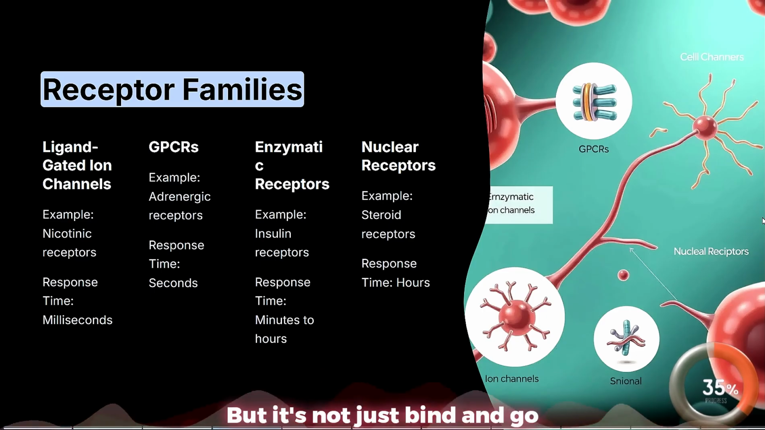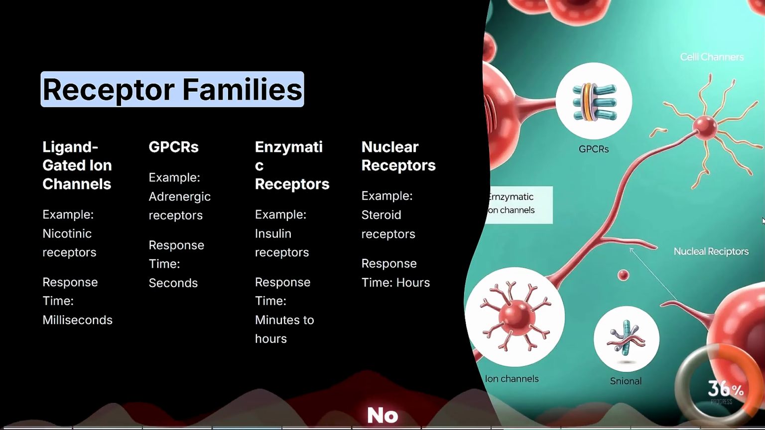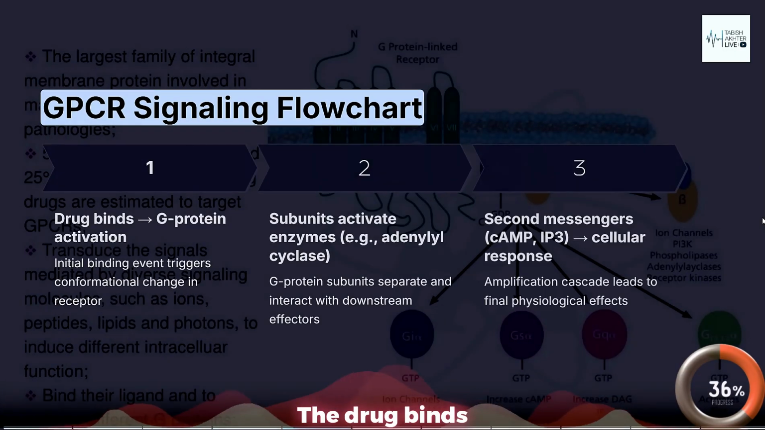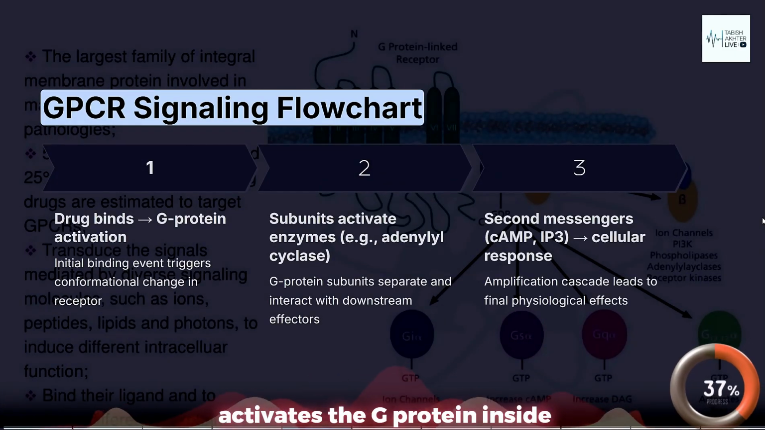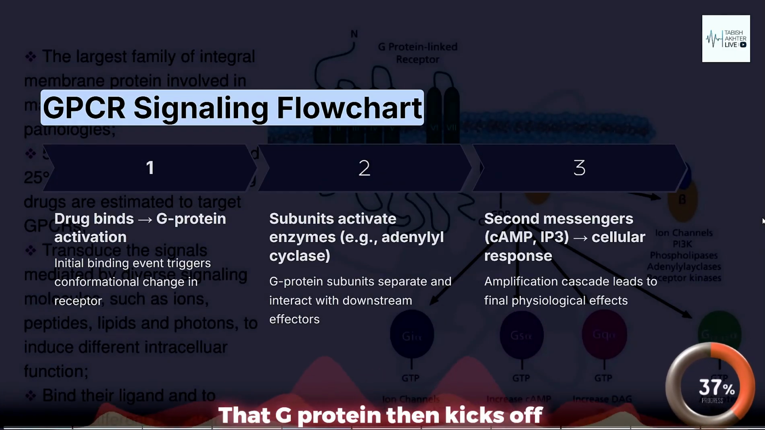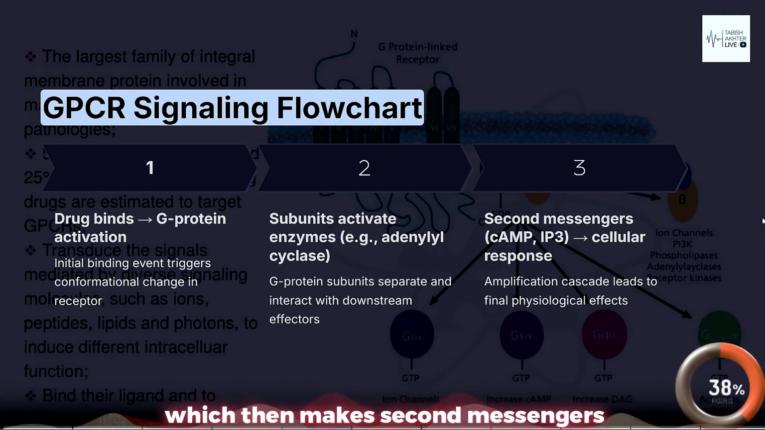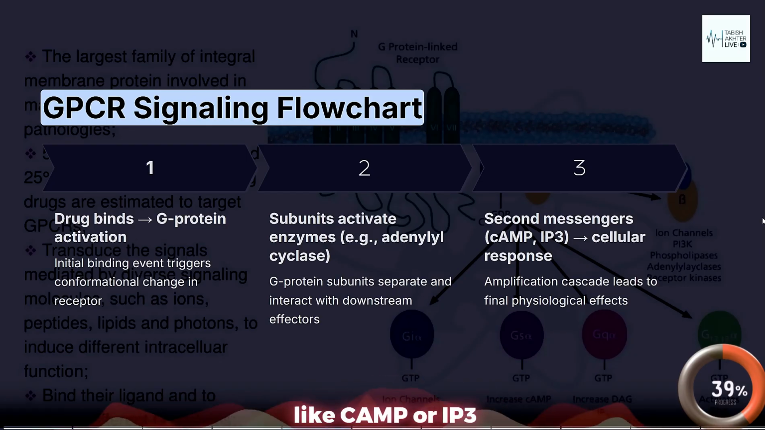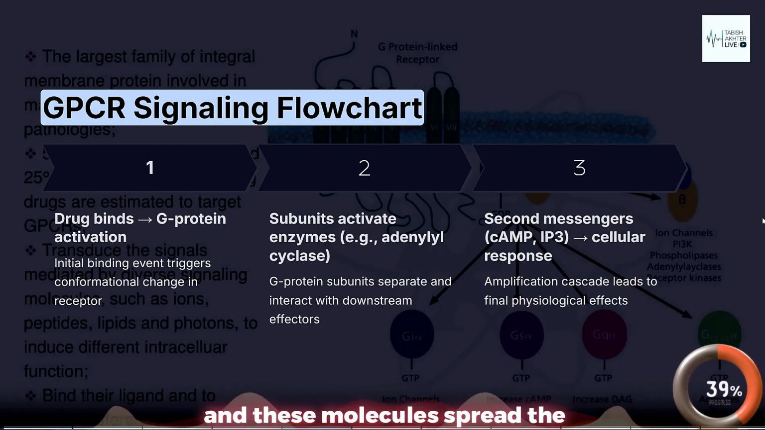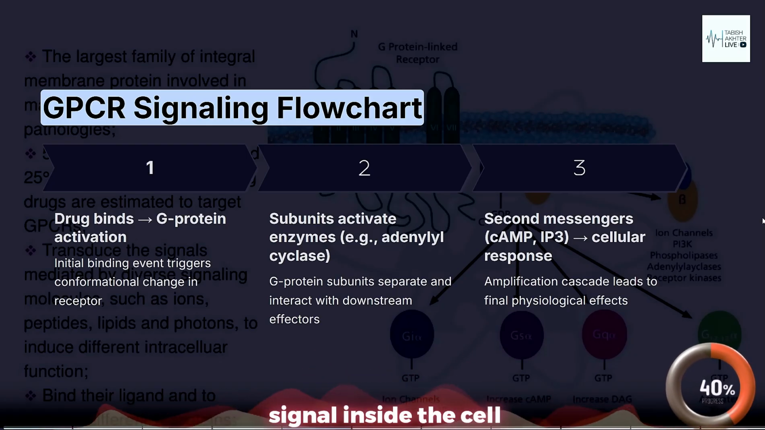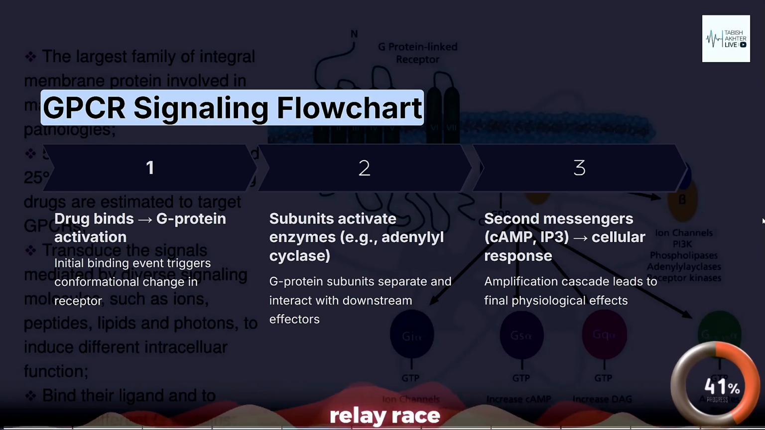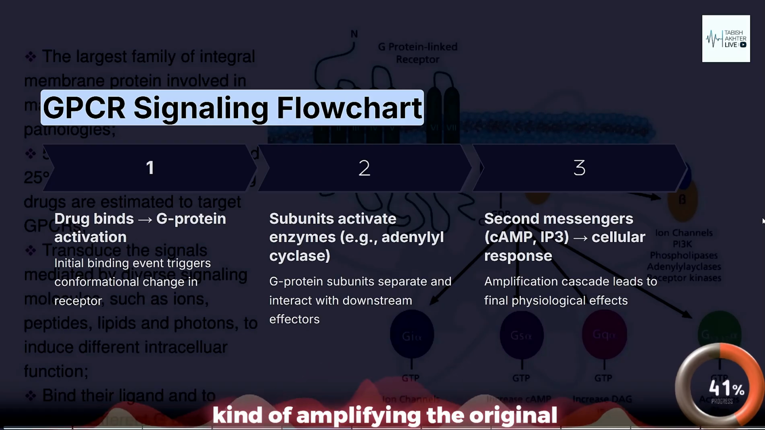Those GPCRs sound pretty central, working in seconds. But it's not just bind and go, is it? There's more involved. No, it's often a cascade. The drug binds, activates the G protein inside the cell. That G protein then kicks off something else, often an enzyme like adenyl cyclase, which then makes second messengers like cAMP or IP3. And these molecules spread the signal inside the cell, amplify it. It's like a little intracellular relay race. A domino effect, kind of amplifying the original signal.